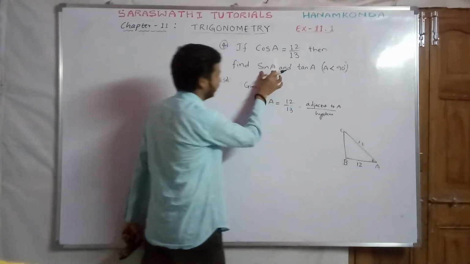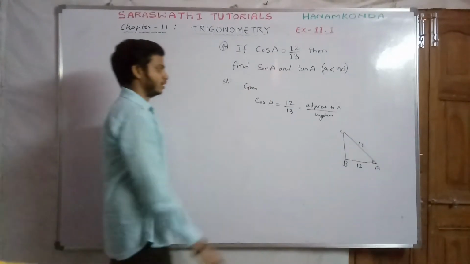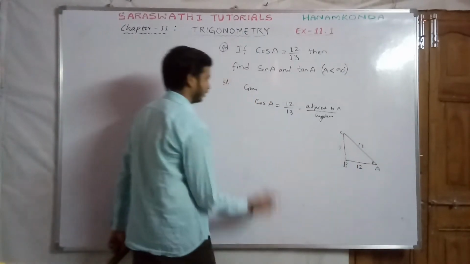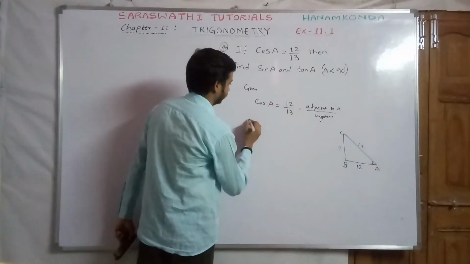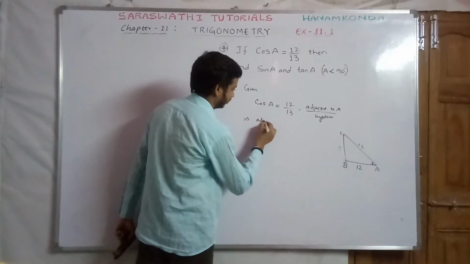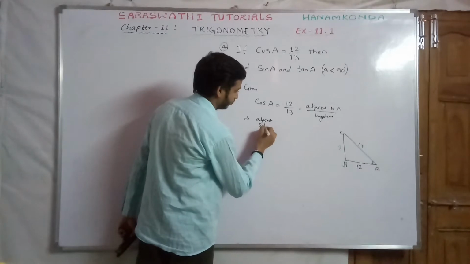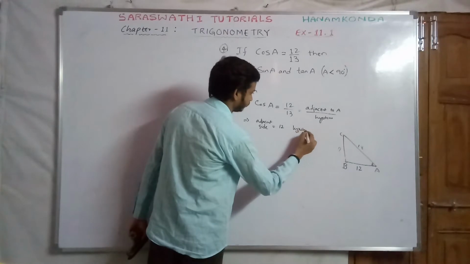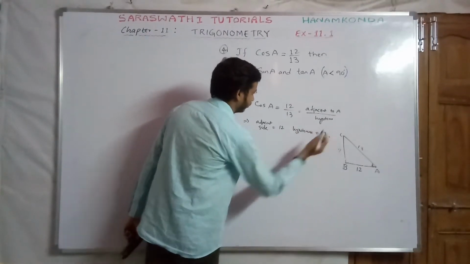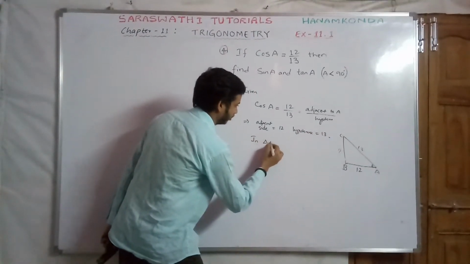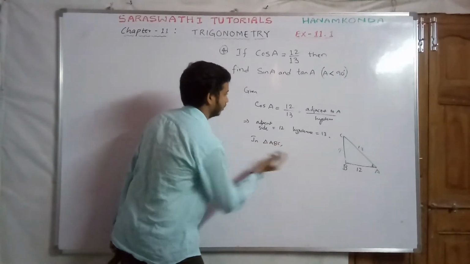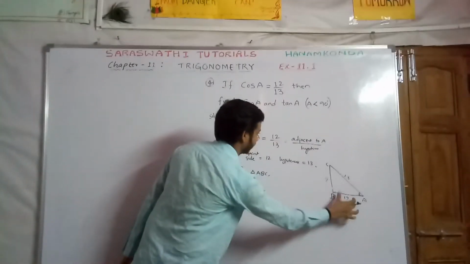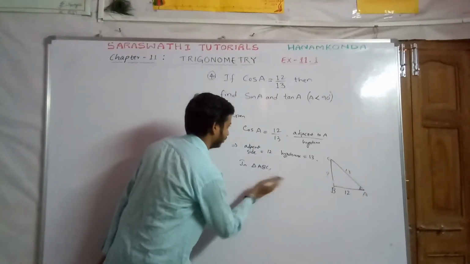So sin A, we know that sin theta equals opposite by hypotenuse. Here the side opposite to A is BC, so we have to find the value of BC first. Now it implies that adjacent side equals 12 and hypotenuse equals 13. Now in triangle ABC, hypotenuse square equals adjacent side square plus opposite side square by Pythagoras theorem.